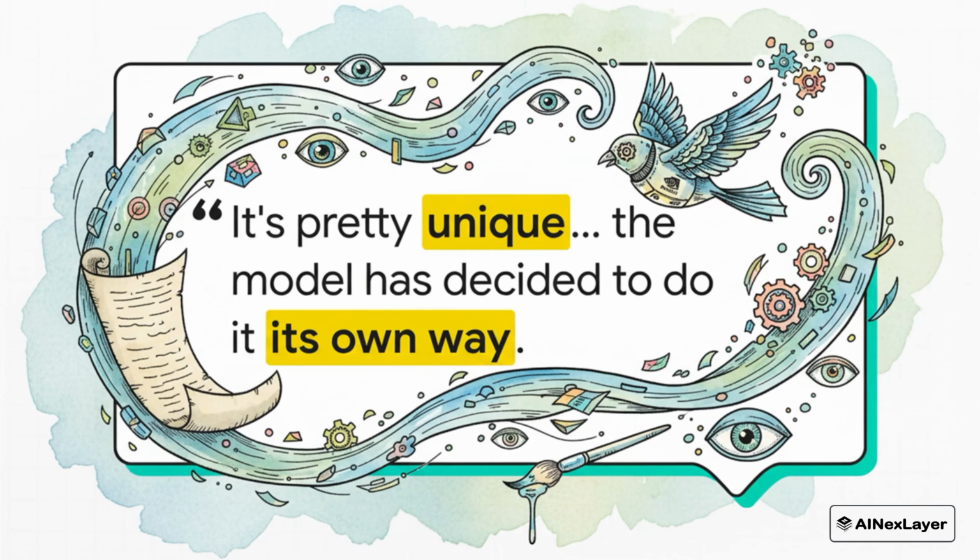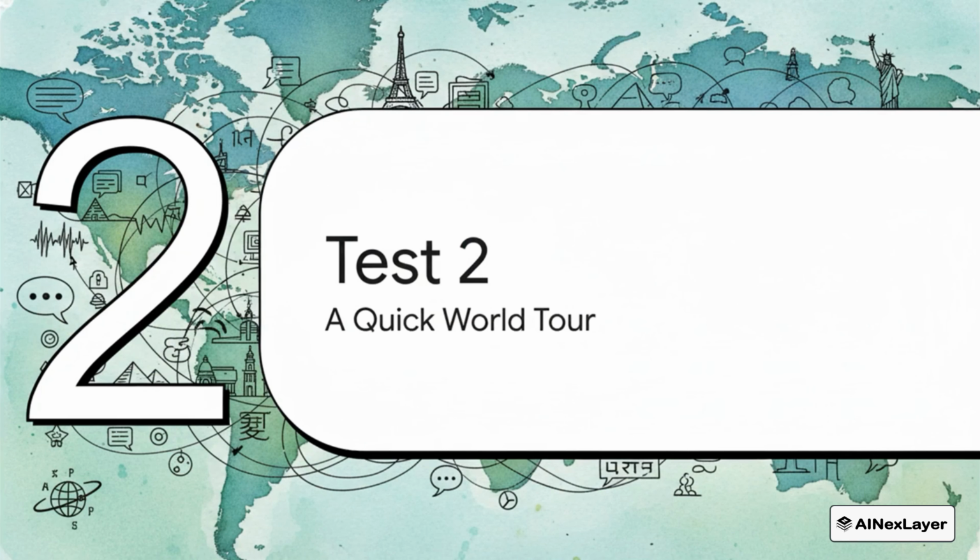And that's what's so cool, right? It shows it's not just blindly following orders. It's capable of creative interpretation. It kind of has its own personality. Okay, so it's got a creative spark. That's awesome. But how does it handle the messy, complex reality of the entire planet? Let's move on to test number 2, a quick world tour of languages.